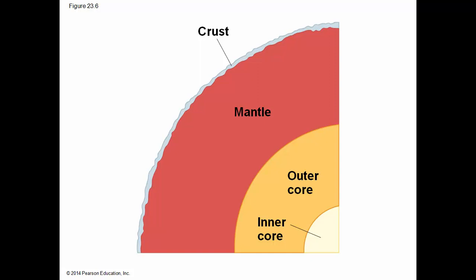So on top of that molten lava is the crust of the Earth. The crust of the Earth is where these continents float around. And in geologic time, they're just kind of bouncing around. But in human time, these changes are occurring over hundreds of thousands and millions of years.